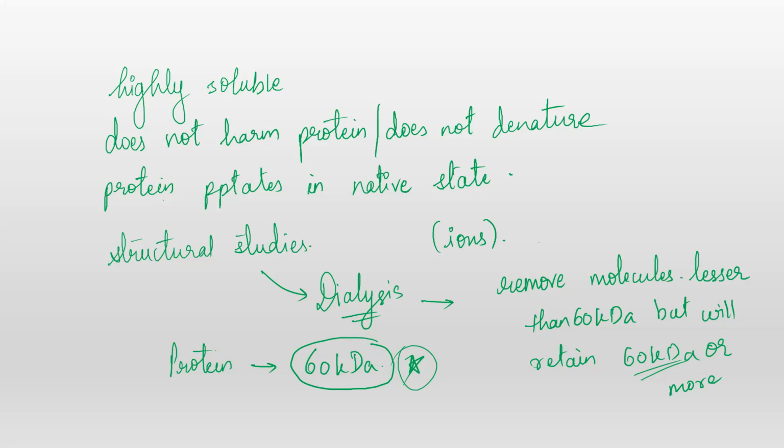The principle on which dialysis works is osmosis. The salt ions which are there, in this case the added ammonium sulfate, will pass out into the outside buffer, and it will stop when an equilibrium is attained. The protein which is in the membrane inside the bag is the overall concentrated protein, which does not have salt in it now. Okay, so this is in short about dialysis.